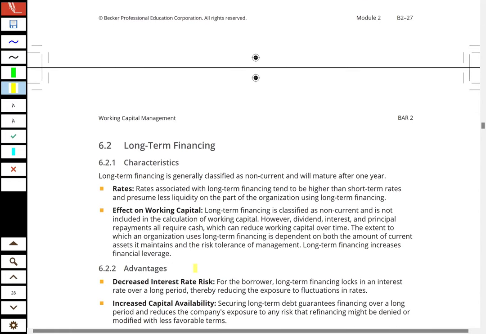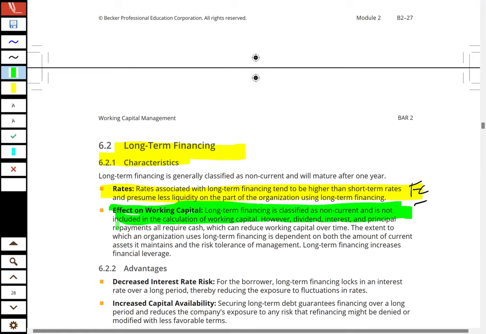Okay. And it's sort of the mirror image of what we said for short-term financing. Rates tend to be higher because now the lender is locked in, right? And if interest rates start to change, they're going to have some problems, right? The effect on working capital: long-term financing is classified as non-current and is not included in the calculation of working capital. However, dividend, interest and principal repayments all require cash, which can reduce working capital over time.